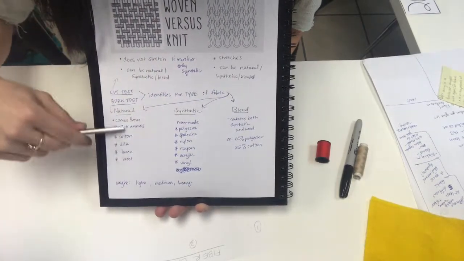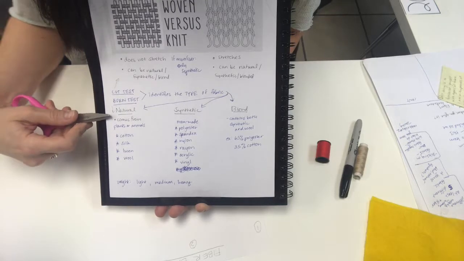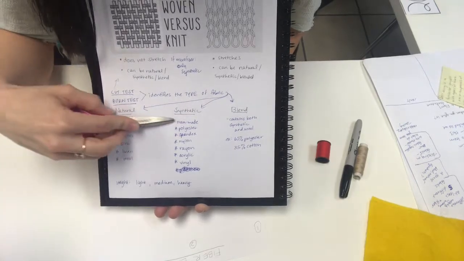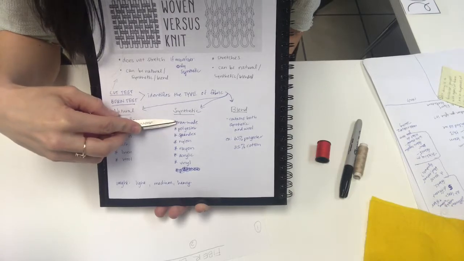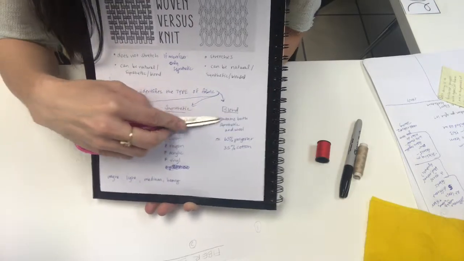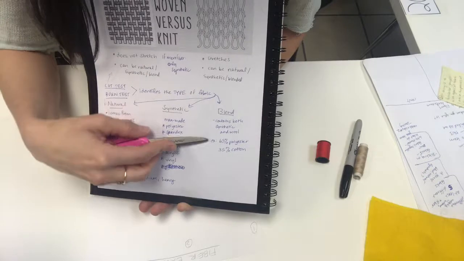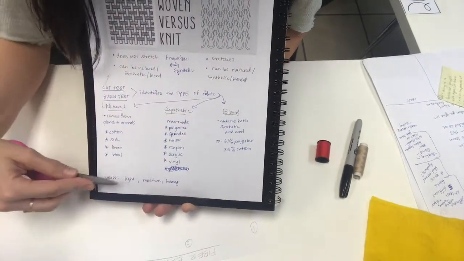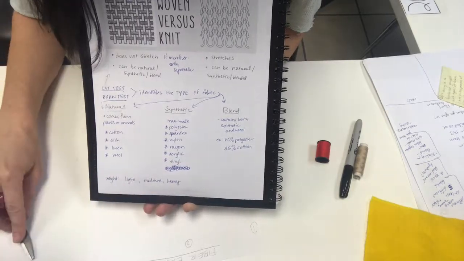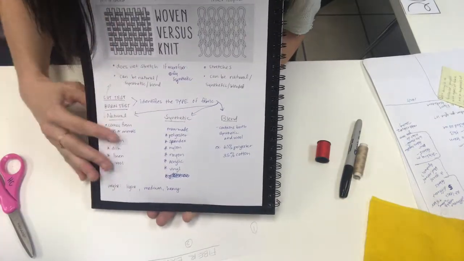These are some examples of natural fibers. They come from plants or animals. Synthetic is only man-made, okay? Usually there's some sort of plastic involved, and the blend usually has both, like 65% polyester, 35% cotton as an example. And there's also lightweight, medium, and heavy weight, okay? So this is a really good guide for you to see the difference between the fabrics.